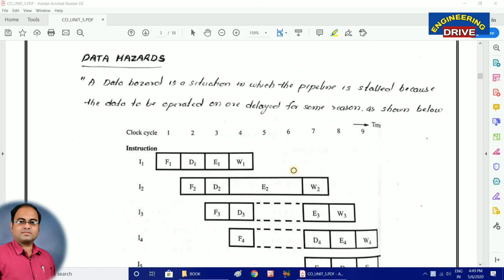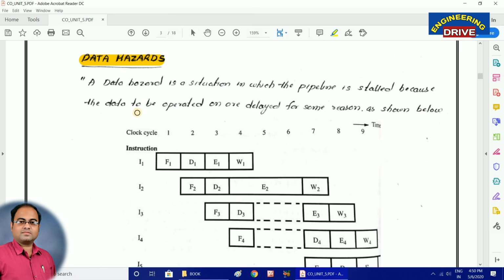One of the big problems that can happen in a pipeline is a data hazard. So today I am going to discuss the data hazard topic. What is a data hazard? What type of problem can come in a pipeline with the help of a data hazard? And with the help of this diagram I am going to explain how this data hazard can occur in our pipeline.